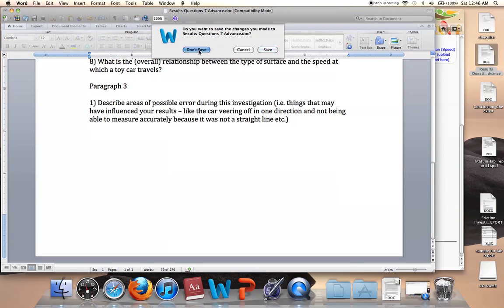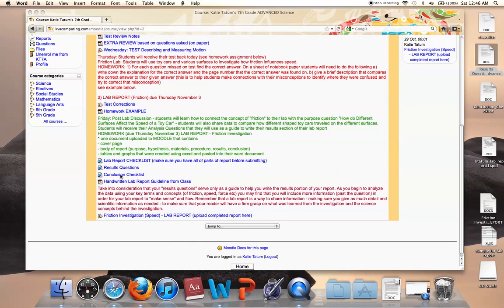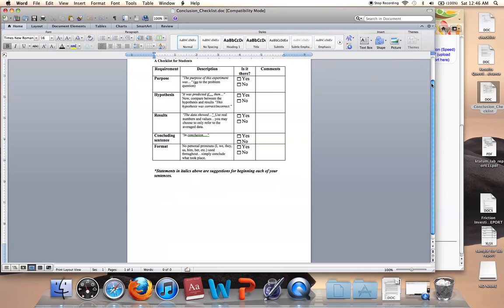The next link on Moodle is a conclusion checklist. And when you open it, you will see that it helps you write that conclusion. So around the first or second week of school, we went over the sentence starters for a conclusion, and I shared with you that the purpose of a conclusion is to summarize the entire investigation. What was the investigation about? What was predicted? What did we find out? And then that very last concluding sentence is that relationship between your two variables.